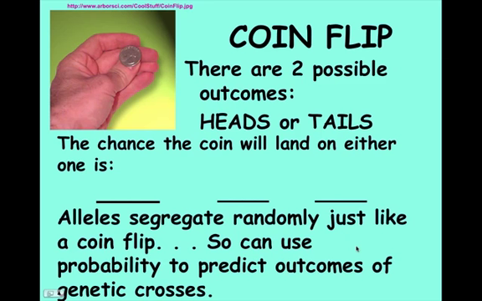Coin flipping. There are two possible outcomes if we flip a coin, heads or tails. The chance that the coin will land on one is going to be fraction, 1/2, percent, 50%, or ratio, 1:1. Alleles segregate randomly, just like the flip of a coin. So you can use probability to predict the outcome of genetic crosses.